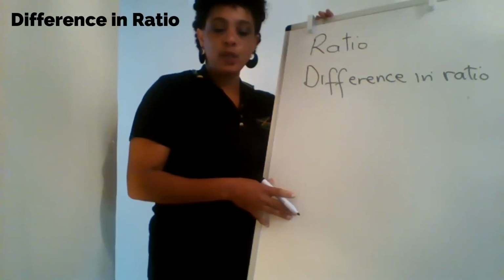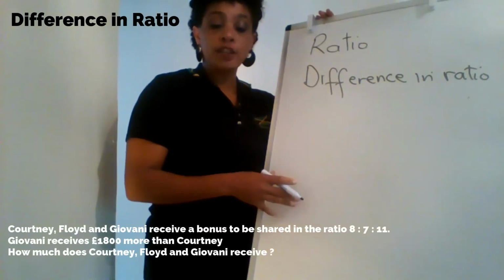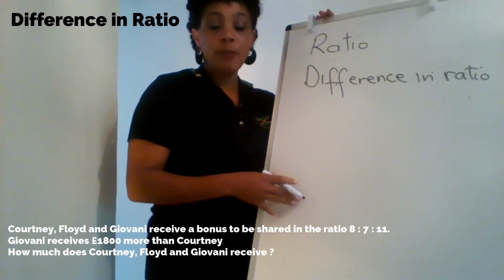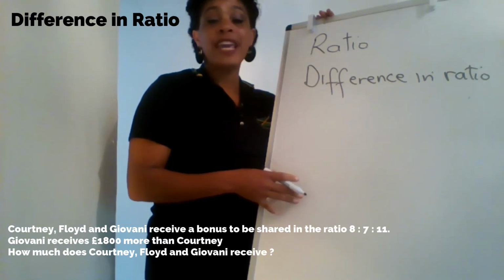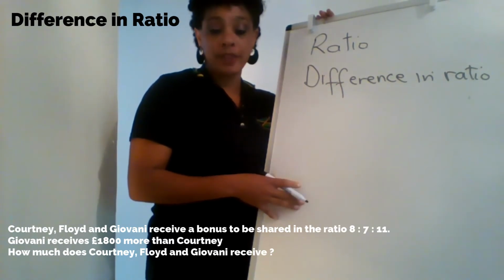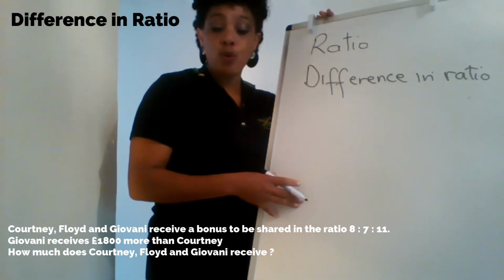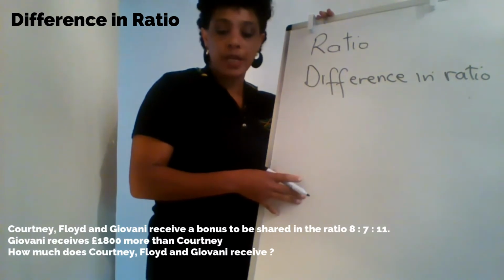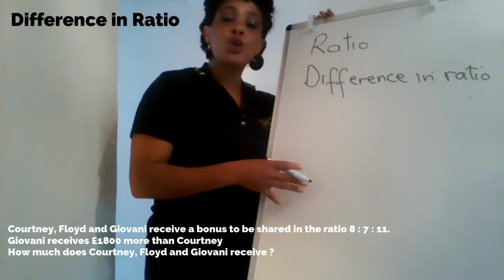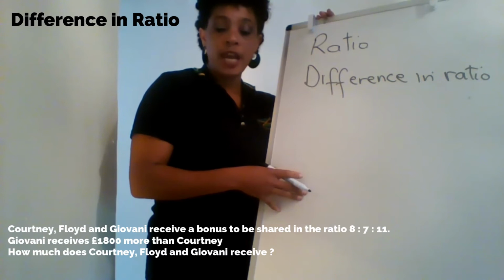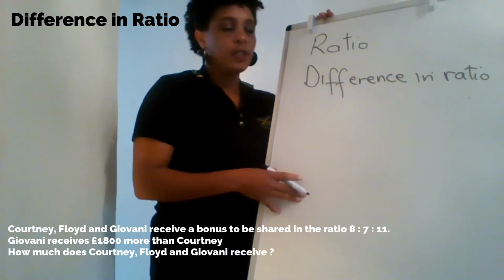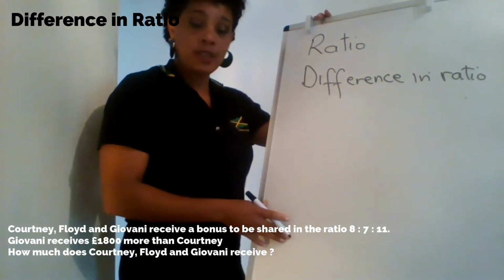In this question, Courtney, Floyd, and Giovanni share the profit from their business in the ratio of 8 to 7 to 11. Giovanni received £1,800 more than Courtney. How much does Courtney, Floyd, and Giovanni receive? Now let's pick the information from the question first.